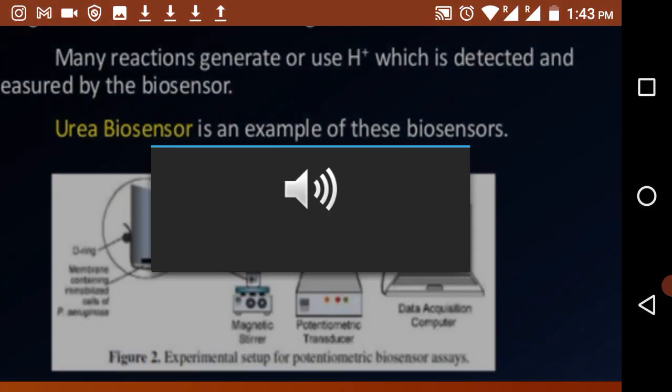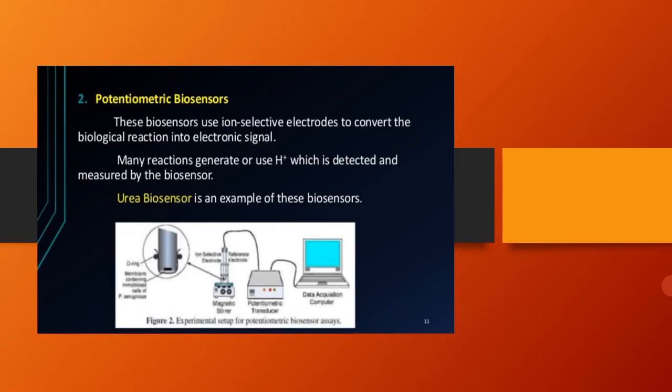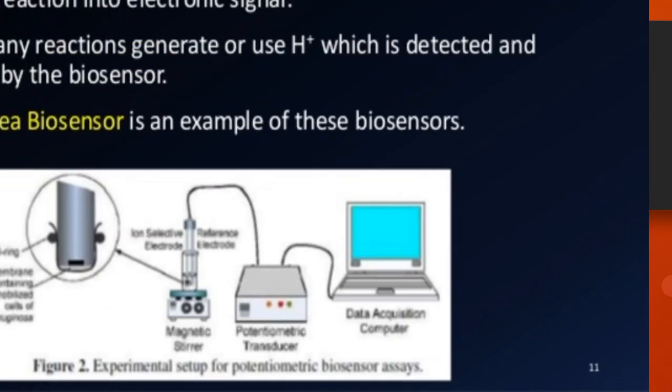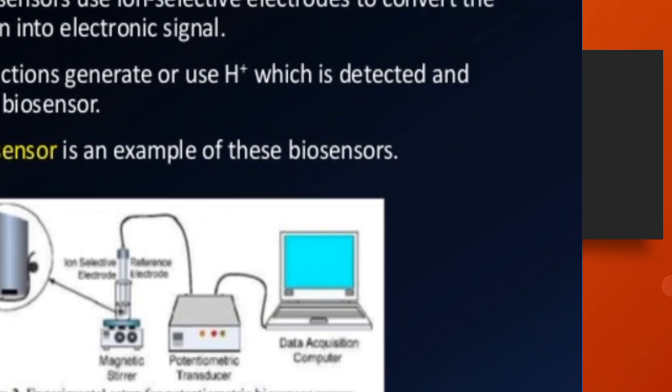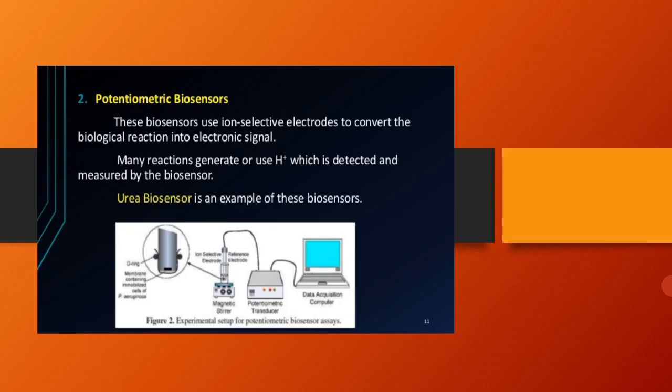Once the ion selective electrode converts this biochemical, biological energy into electrical energy, the electrical energy is transferred through the potentiometric transducer to the detector. Then the detector will display the result on the digital display unit. You can see the data acquisition computer there. So this is how the potentiometric biosensor works.